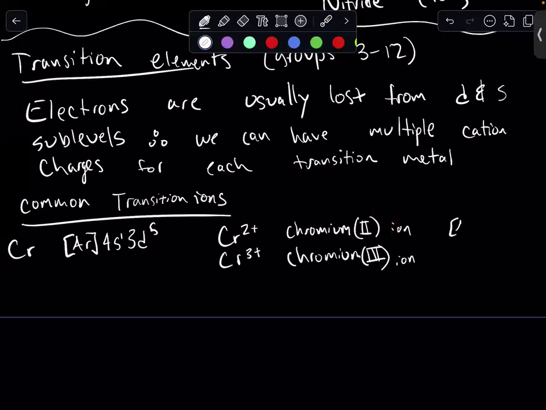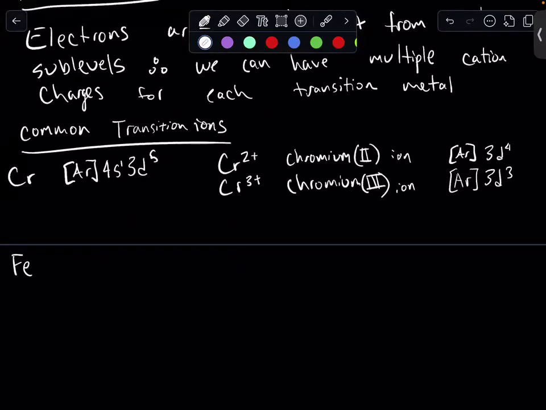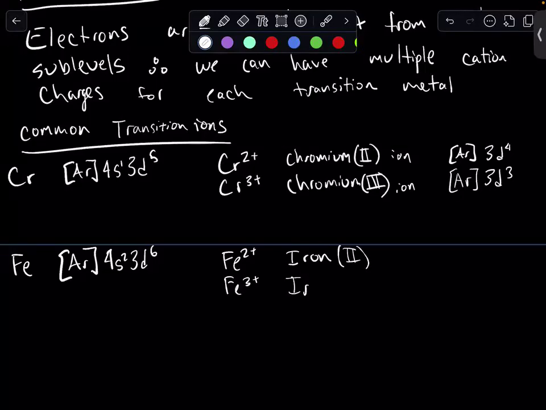And then we can look at their new configuration. This is going to lose from both the S and the D, being 3d4. This one, again, it only can lose from the D now and becomes 3d3. So chromium is one of three common ions, followed by iron, one of our probably most common ions that we refer to throughout the DP curriculum. [Ar] 4s2 3d6. Its two main versions are Fe2+ and Fe3+, which you can probably predict as iron(II) now, or iron(III).